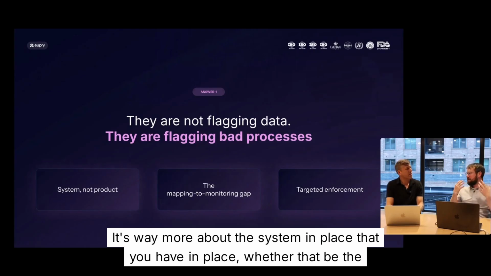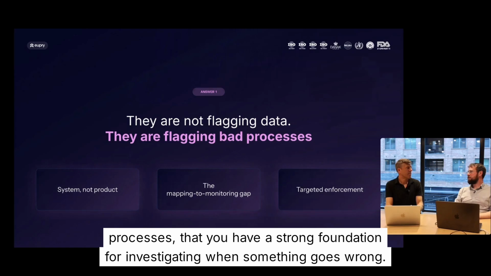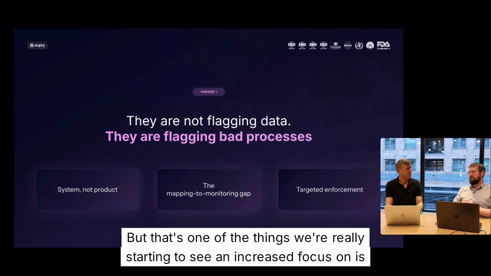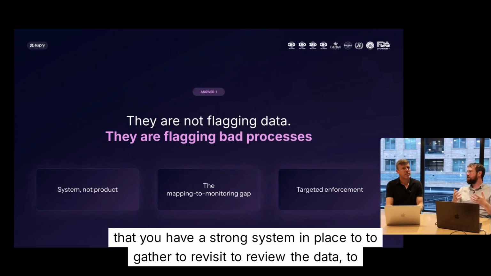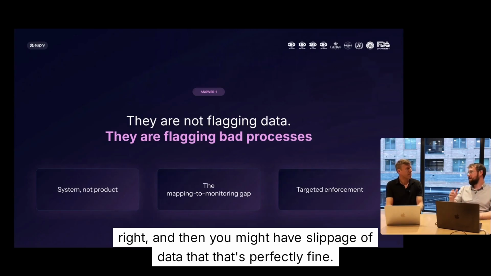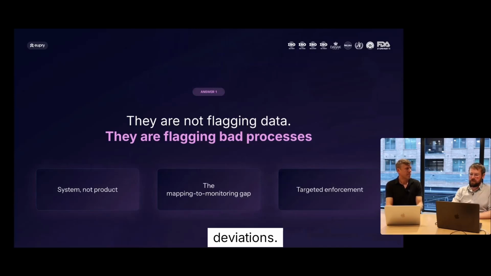It's way more about the systems you have in place, whether that be the technical systems, your quality management systems or functional processes, that you have a strong foundation for investigating when something goes wrong. It's perfectly fine if something goes wrong, if we're talking mapping specifically. But we're starting to see an increased focus on whether you have a strong system in place to gather, revisit and review the data, your mapping processes and your strategies, to ensure that the process is right. You might have slippage of data, and that's perfectly fine, but you have a system in place that captures these slippages and any deviations.